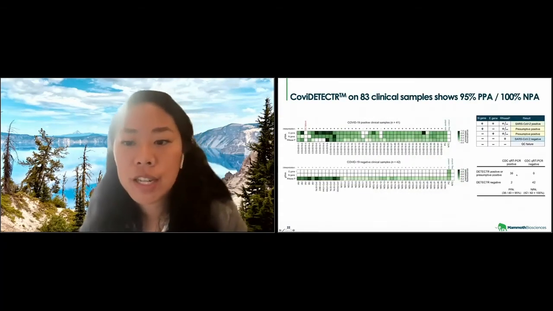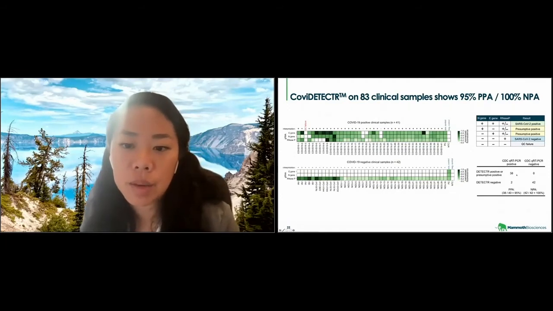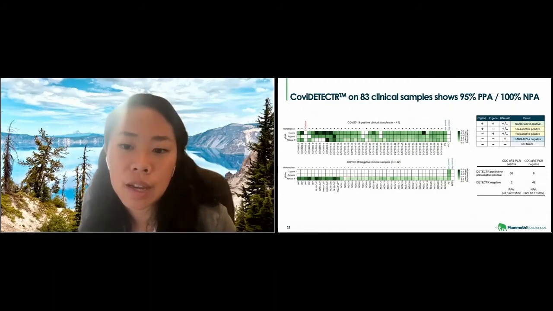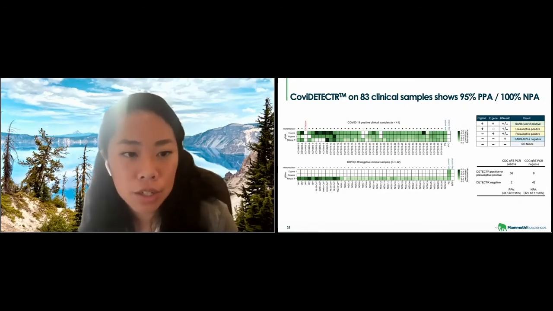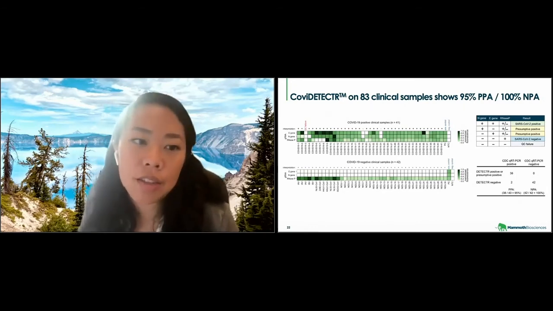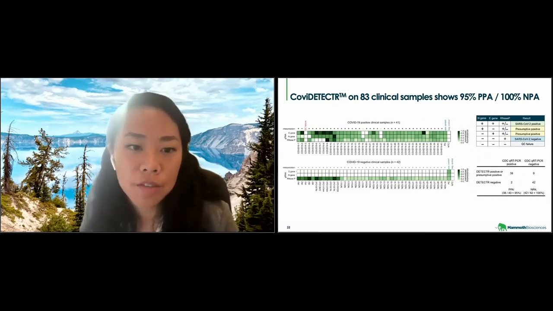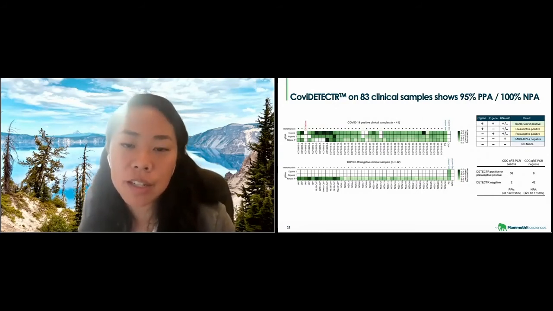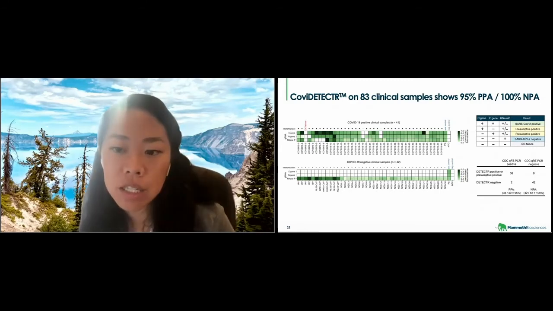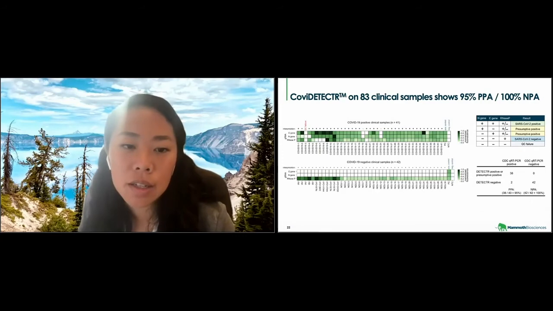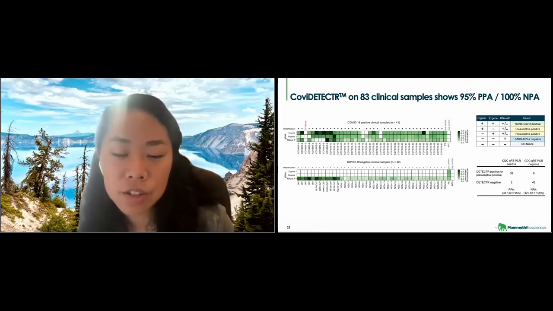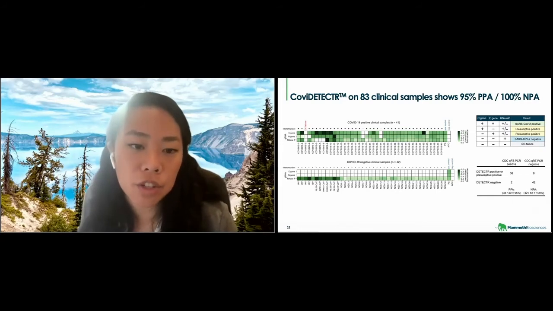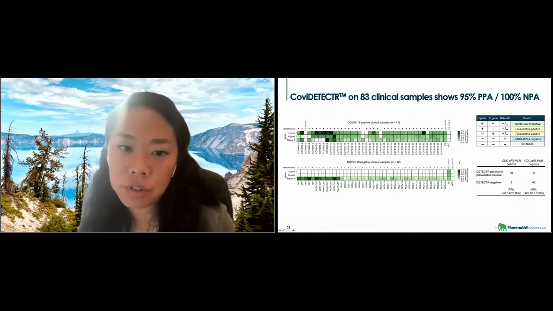And we eventually tested our assay on 83 patient samples, which is the largest sample size using CRISPR-based diagnostics for SARS-CoV-2 detection at the time of publication. And this COVID detector assay demonstrated 95% positive predictive agreement and 100% negative predictive agreement in comparison to the CDC qPCR test. It's also been able to provide a faster turnaround time, less than an hour, and has been shown to be compatible with a visual lateral flow readout.